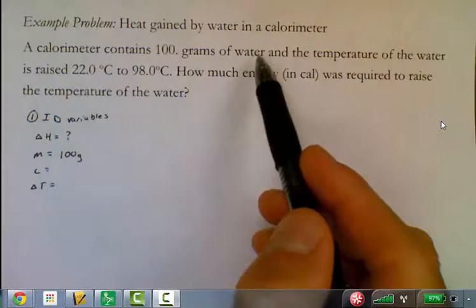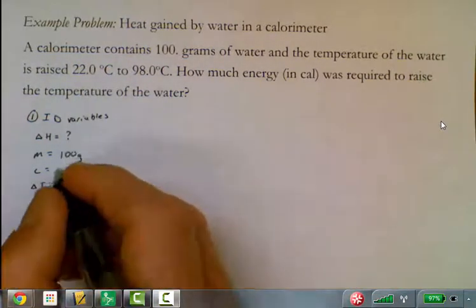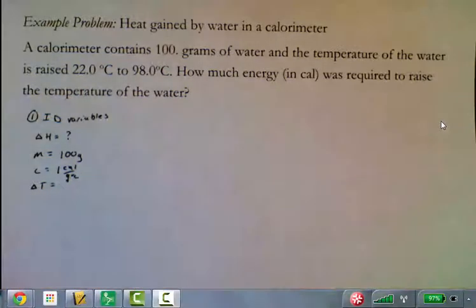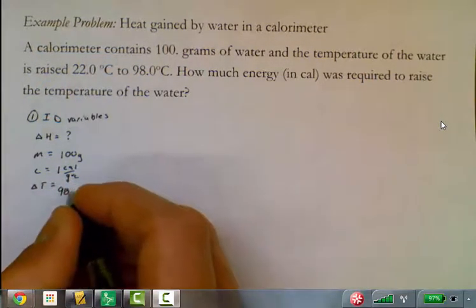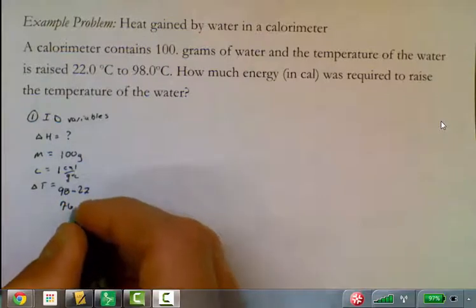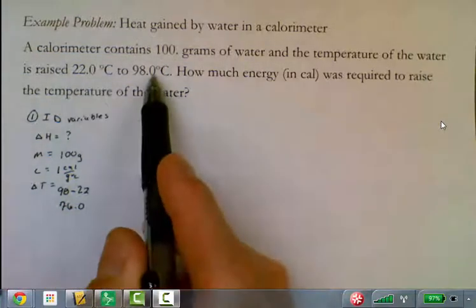Since it's water and the temperature of the water is in the liquid phase, the number you need to know is 1 calorie per gram degree C. And then finally, the temperature change is going to be 98 minus the 22, which is a value of 76.0. And it goes out to the tenths because both of these are to the tenths and it's subtraction.